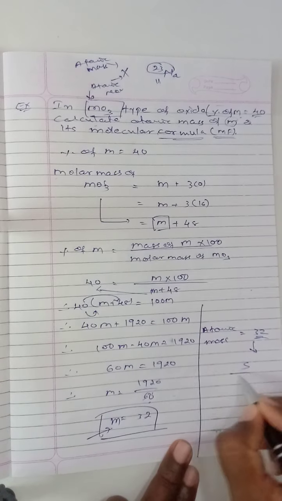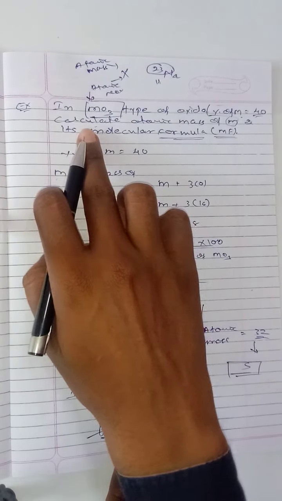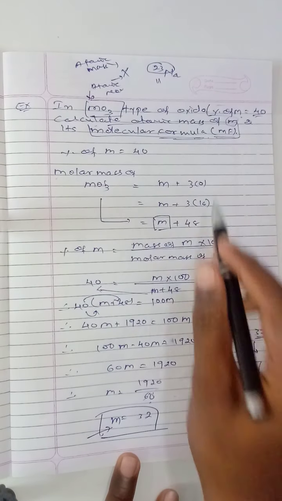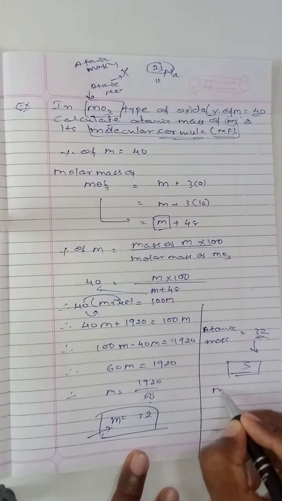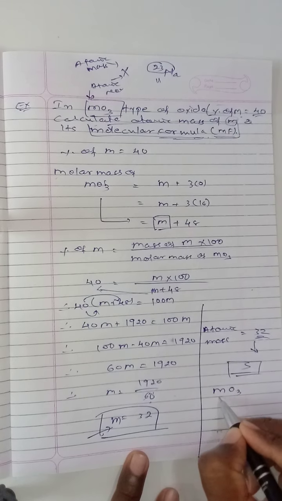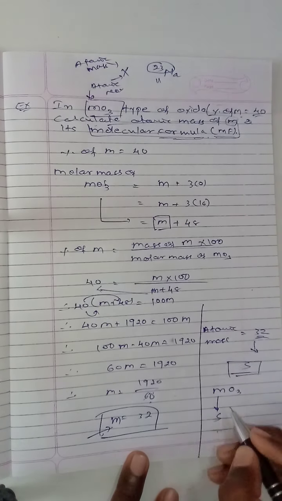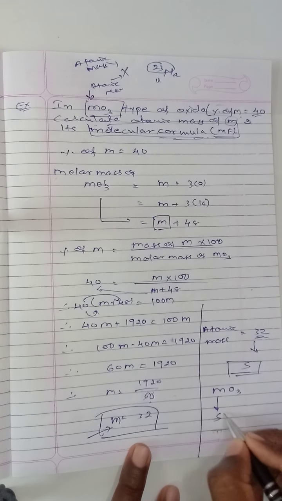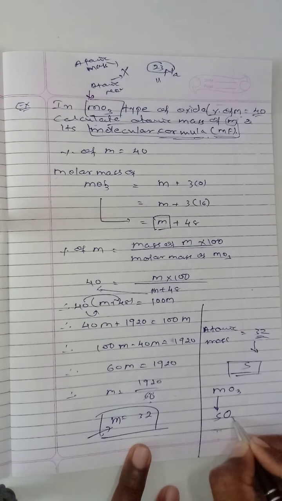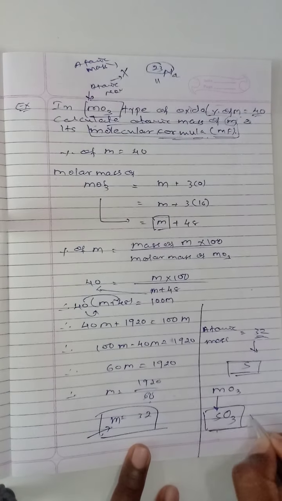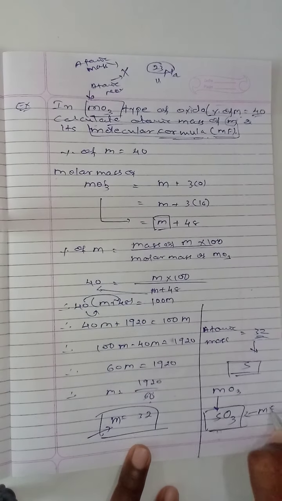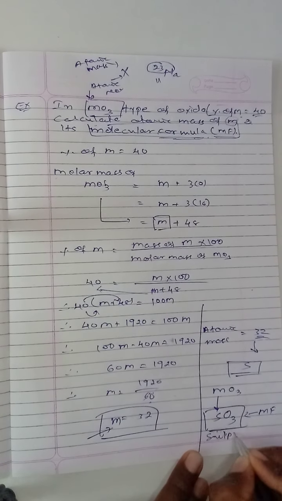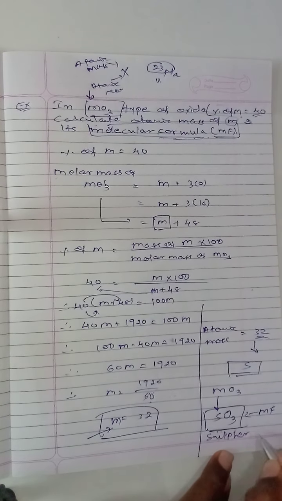So from this data we can write the molecular formula MO3. From this atomic mass, sulfur is identified, so it is SO3. This is our molecular formula. It is called sulfur trioxide.